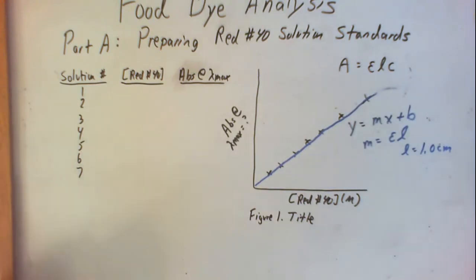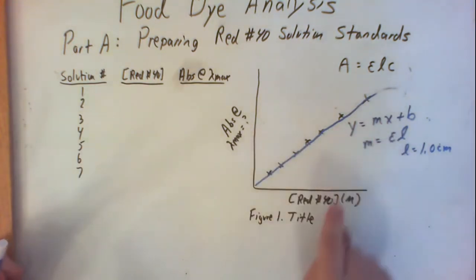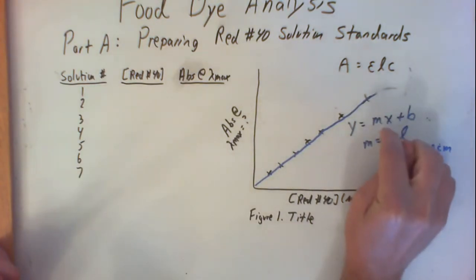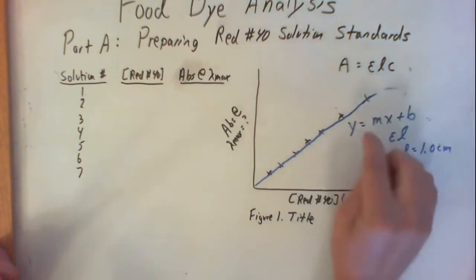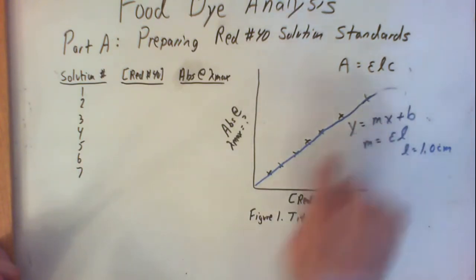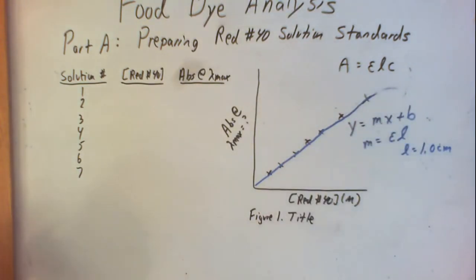In any case, though, once we have this equation, we'll then apply this equation once we determine the absorbance of our unknown red 40 solution that we'll prepare from the candy. Notice that y is absorbance, x is concentration. We'll get the concentration of the solution from the candy, x, from knowing the absorbance of that unknown solution.